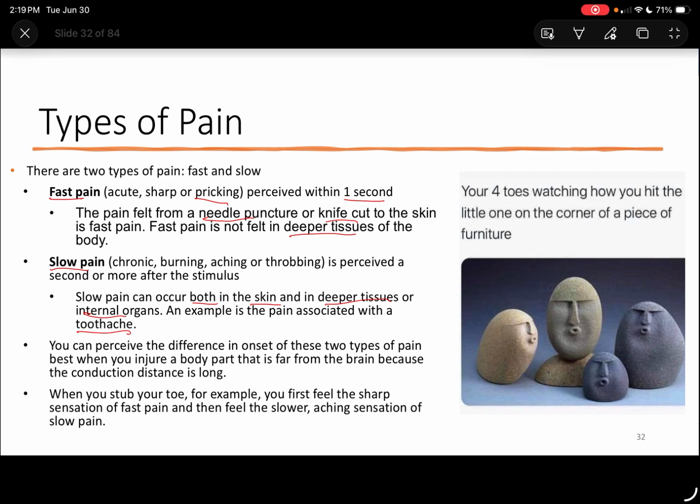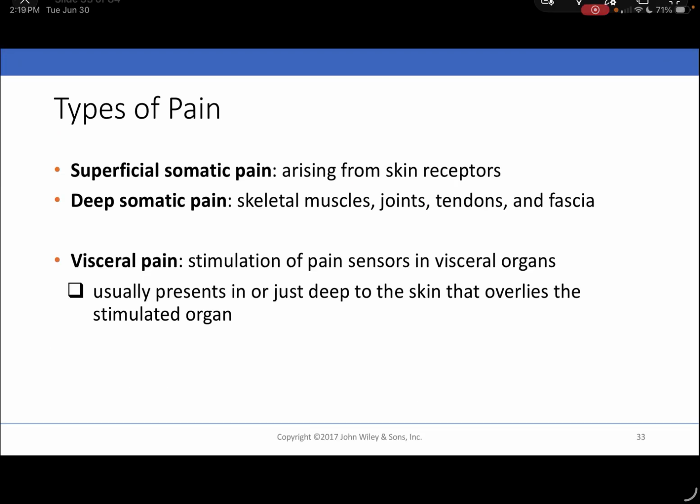You can notice or perceive this difference that we have in the time of onset when we talk about an injury or some sort of pain to a part of your body that's farther away from your brain. So think when you stub your toe on some piece of furniture when you get up to tinkle in the middle of the night. You're going to feel that real sharp sensation, that's your fast pain, and then that slower aching sensation is going to set in. That's our slow pain. And so we can see that difference in our time of onset very noticeably between fast pain and slow pain because that sensory information has a long way to travel.